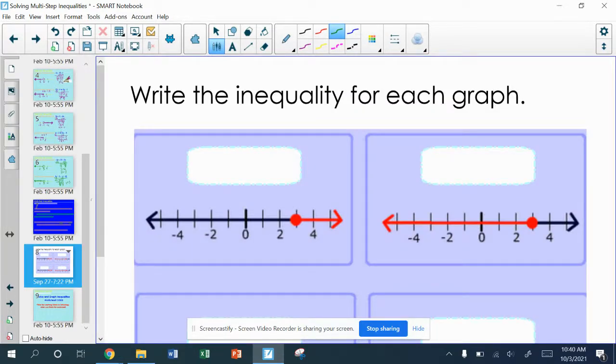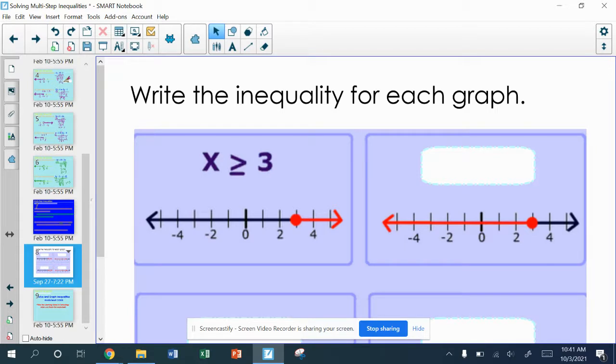Now, the last problems that I have here, I want to be able to give you an inequality that's graphed and you tell me what the inequality is. Now in this one, I'm just going to use X for all of these. It is a filled in circle. It's at 3 right here. So when I write this, since it's filled in and it's going to the right, that's going to be greater than or equal to 3.